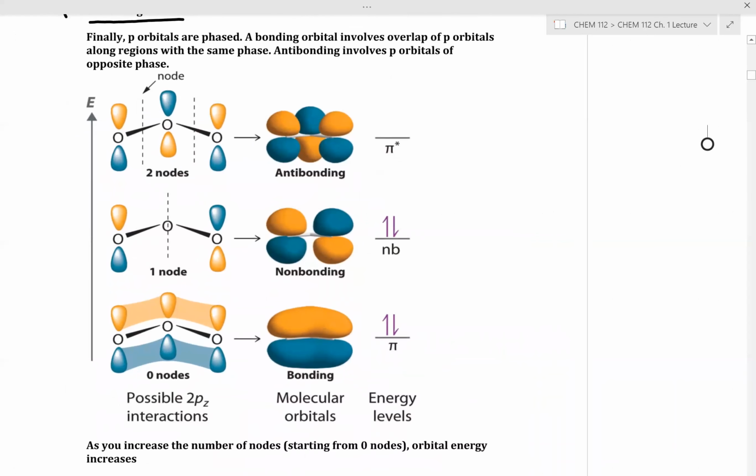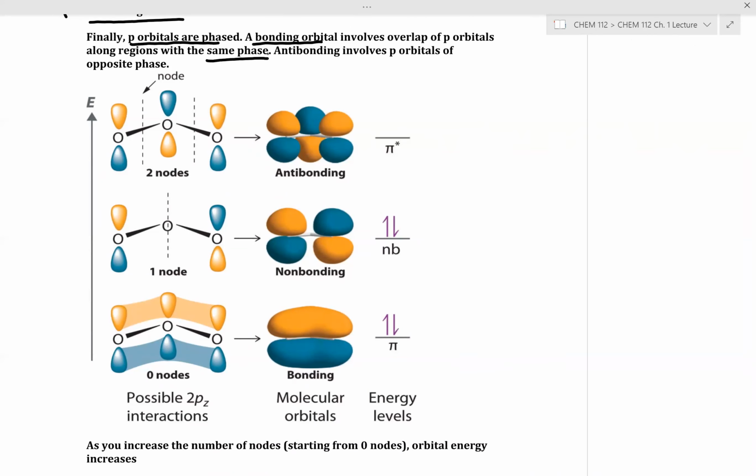And if there's one picture that I want you to keep in the back of your head for a later chapter, this is one of them. So since p orbitals are phased, a bonding orbital will involve an overlap where all the orbitals have the same phase. Does everyone notice in this bottom picture for our bonding orbital, all of the p orbitals have the same phase, right? Same color on each side, right?